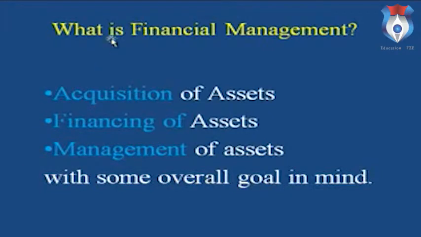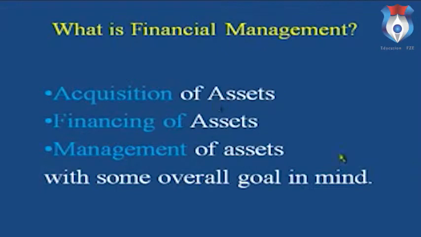It means that the finance manager has to take three important decisions. First one is the acquisition of assets, which is the investment decision, that is, how much value should be invested to acquire the assets. Second one is what source should be utilized to acquire these assets, that is the financing decision. And third one is the routine decision, which is the asset management decision, that is, how to manage these assets. All these three decisions are taken by the finance manager with some overall goal in mind, and what is that overall goal? We shall discuss it after a few slides.